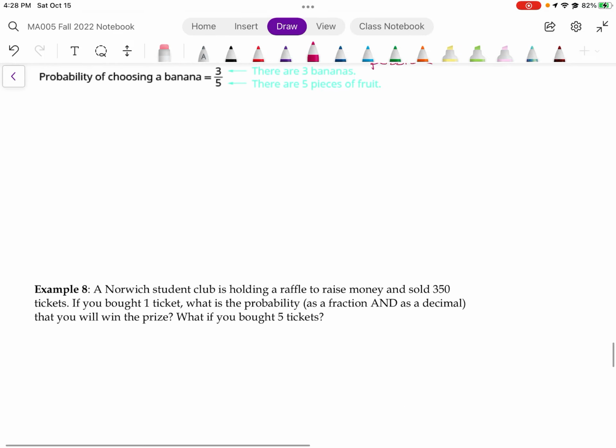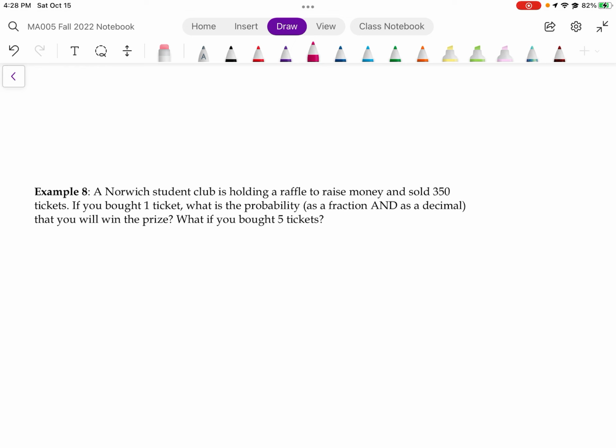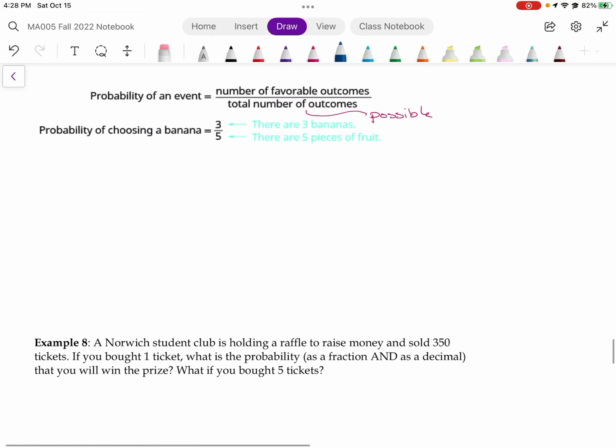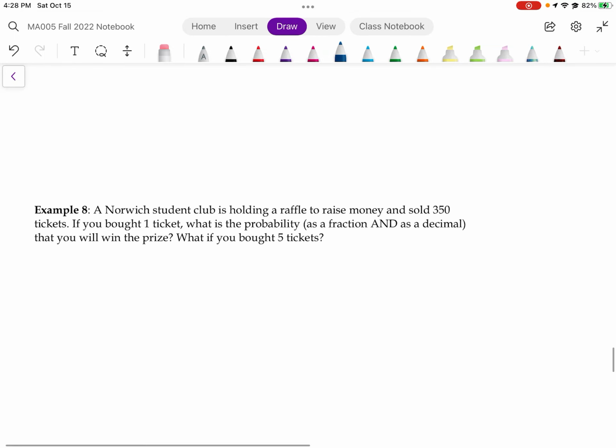All right, so let's look at an example. A Norwich Student Club is holding a raffle to raise money and sold 350 tickets. If you bought one, what is the probability that you will win the prize? So the probability is, remember, it's going to be the favorable outcomes. Well, there's only one favorable outcome. Your one ticket is you winning, right? And the number of possible outcomes is that there's 350 tickets. So there's your answer as a fraction, but we're also supposed to do it as a decimal.